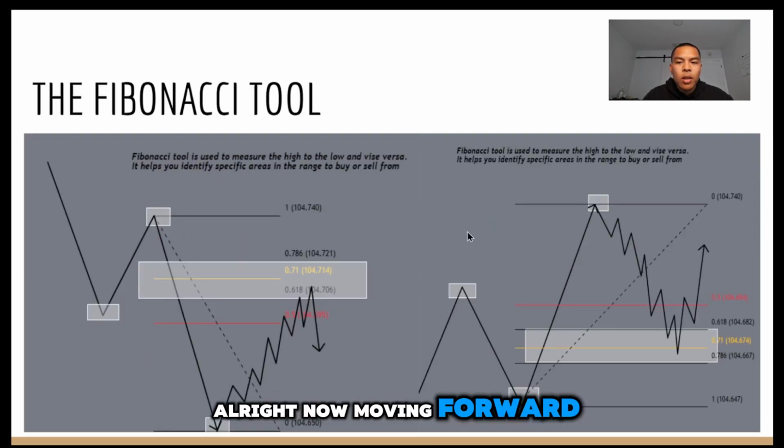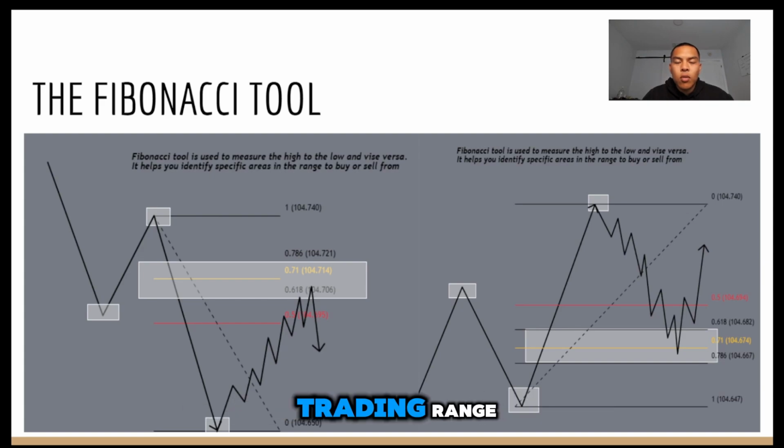Alright, now moving forward, we have the Fibonacci tool. Now the Fibonacci tool is pretty nice because it shows you your premium and discounted areas in your current trading range.